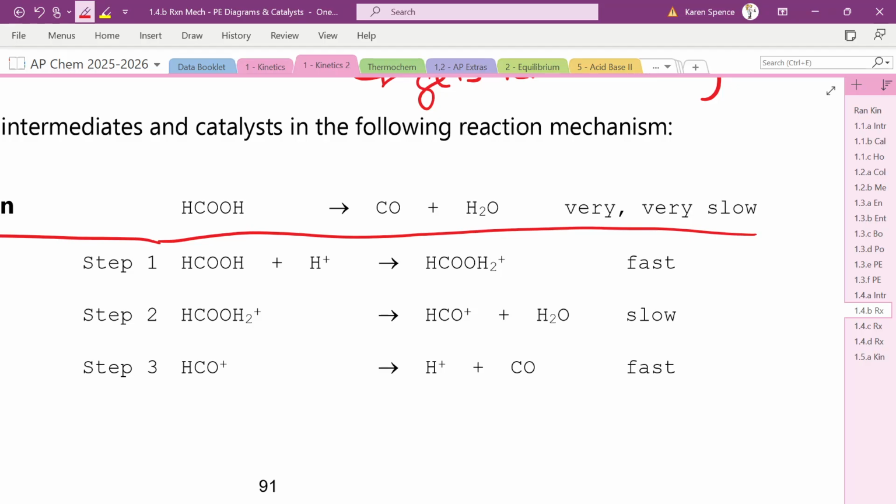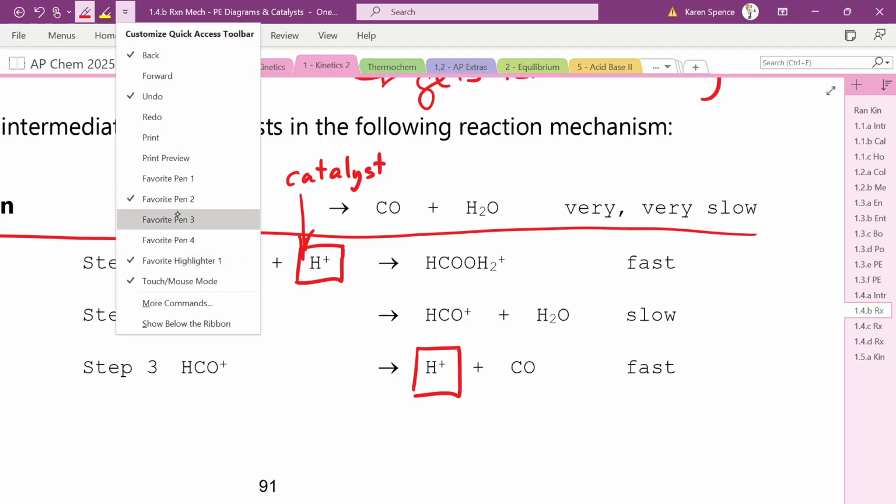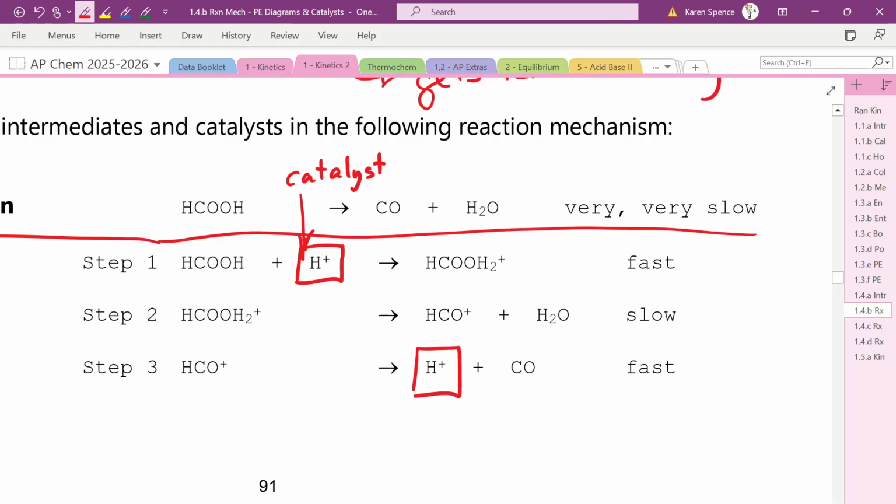Okay, what is one of those things? The H ion. What is H ion? It appears first in the reactants and then in the products. Therefore, it is a catalyst. Do we have any other catalysts? No. Do we have any reaction intermediates? Yeah. What do we got? HCOOH2, CO, and we also have HCO.